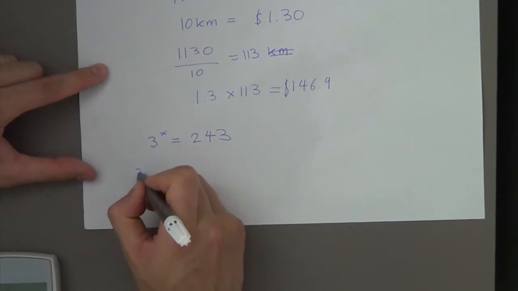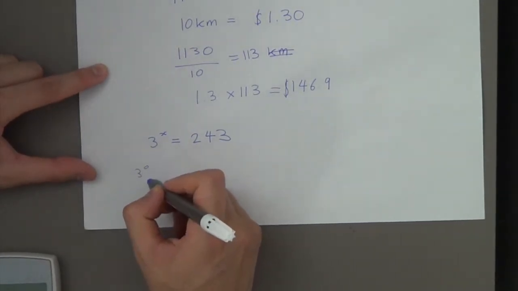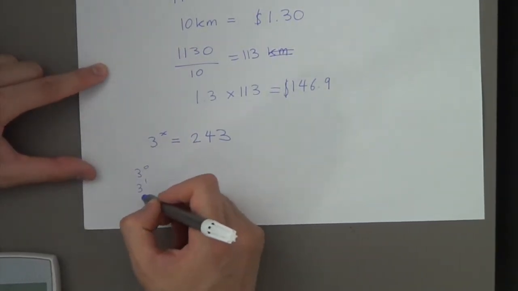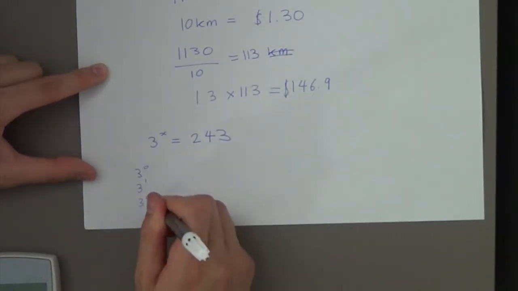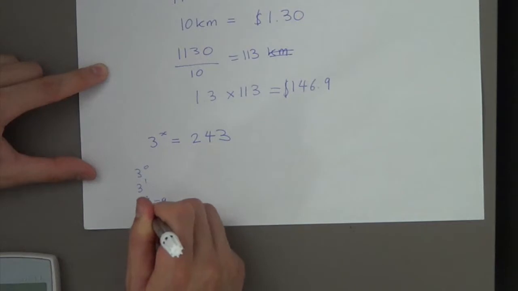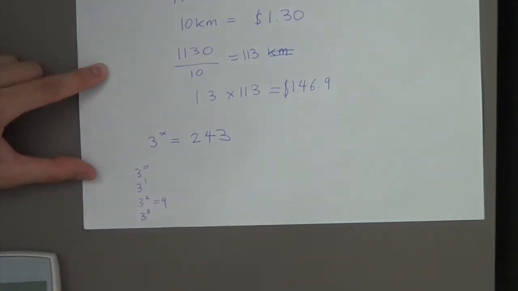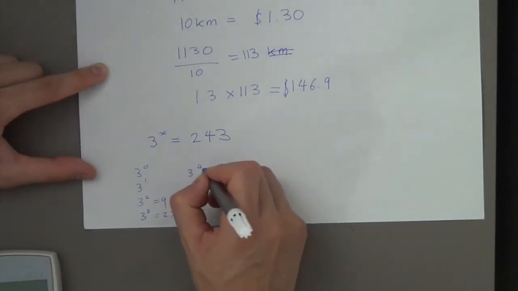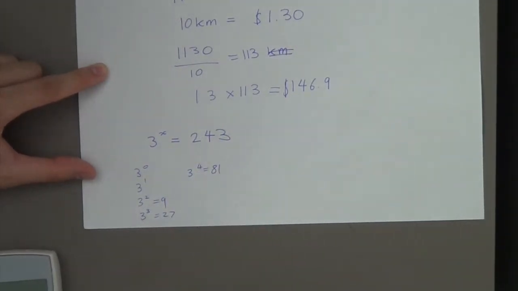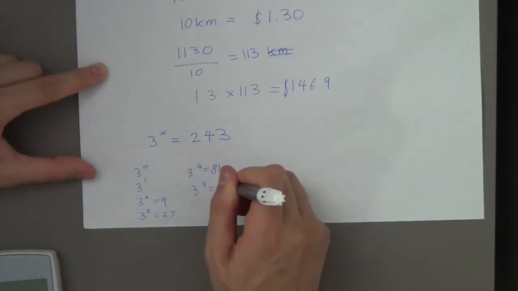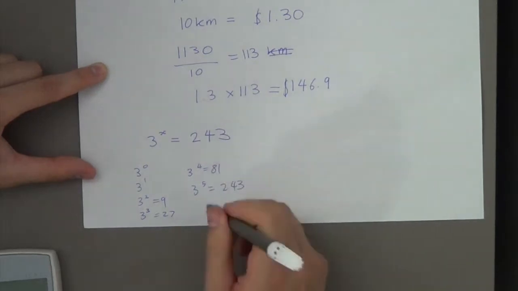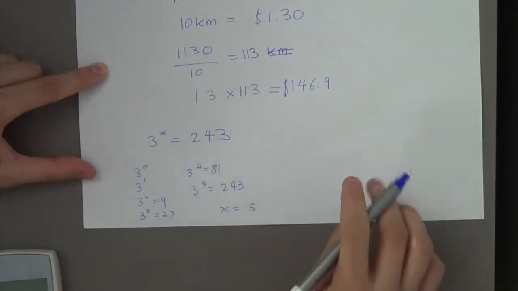So we can rule out 3 to the power 0, which equals 1. 3 to the power of 1 is 3. 3 to the power of 2 is 9. 3 to the power of 3 is 27. 3 to the power of 4 is 81. 3 to the power of 5 is 243. Okay, so we found the answer. So x is equal to 5.